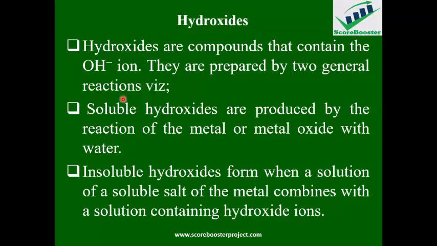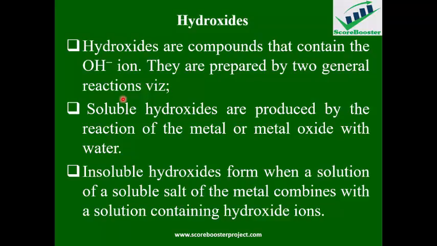Then how do we prepare them? We have two general methods by which we prepare the hydroxide. The method depends on the solubility. We want to prepare a soluble hydroxide, or we want to prepare an insoluble hydroxide. You know what soluble hydroxide means: all those group 1 and group 2 hydroxides. Then something like aluminium, and some group 2 elements like magnesium, are not really soluble like that. So soluble hydroxides are produced by the reaction of the metal with water, or sometimes by using a metal oxide with water.